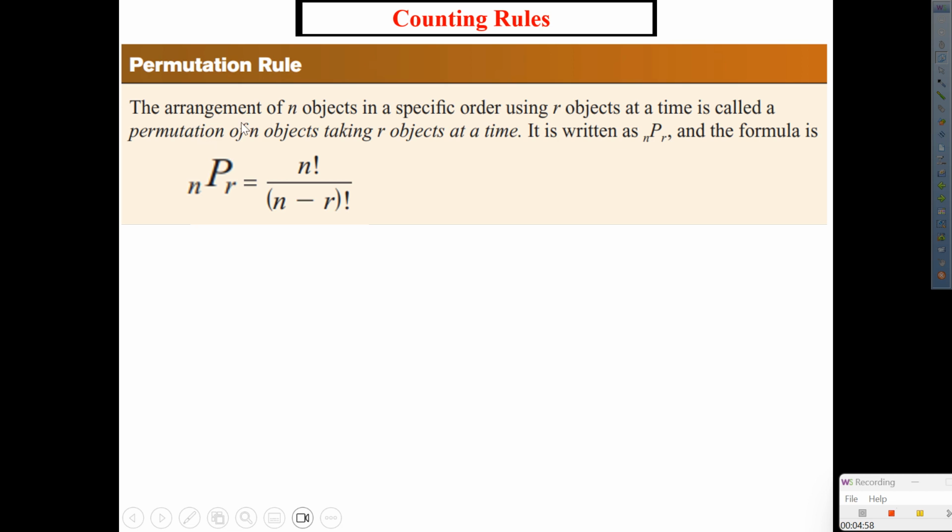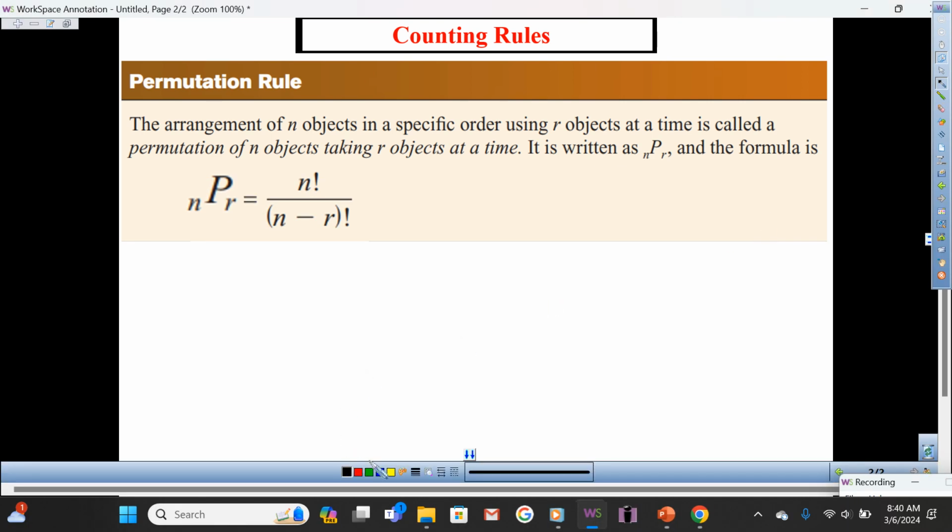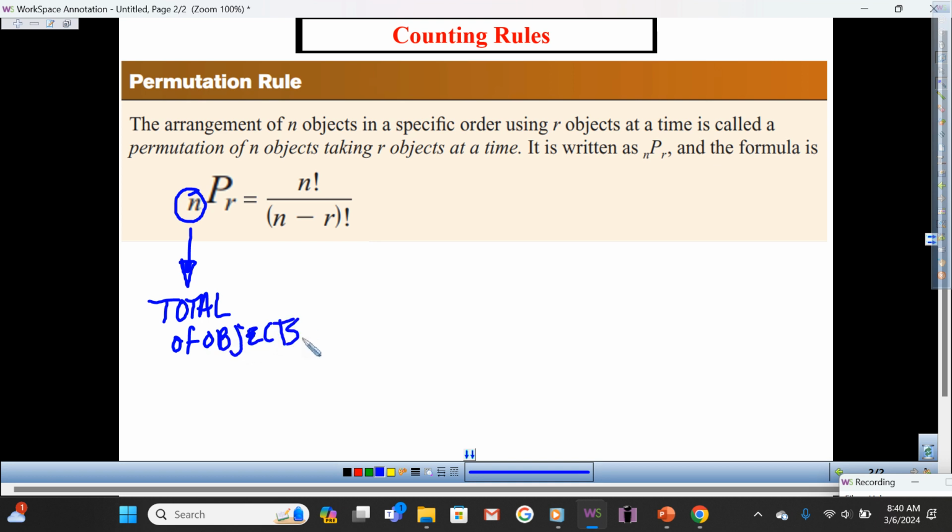So it reads, permutation rule: the arrangement of N objects in a specific order using R objects at a time is called a permutation of N objects taking R objects at a time. So, just to be specific, here goes. Circle the letter N. And just for our sake, we're going to say total of objects. And in red, box the letter R. Specific objects.